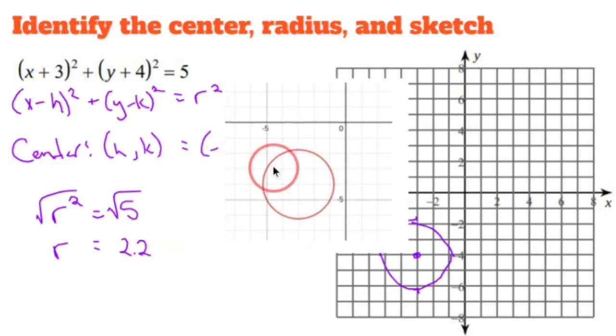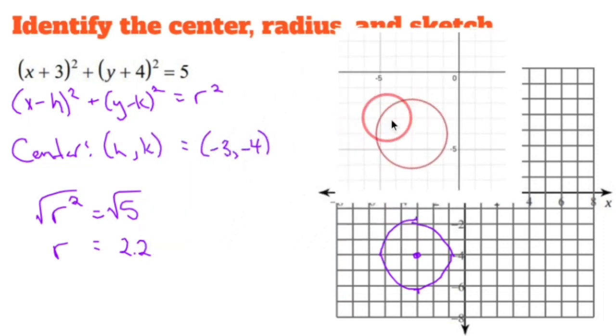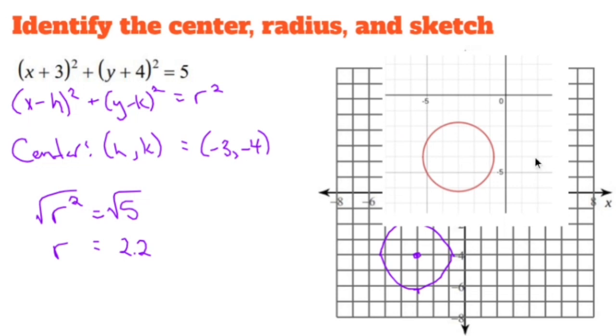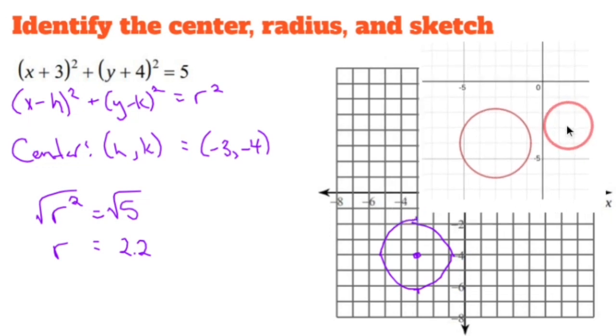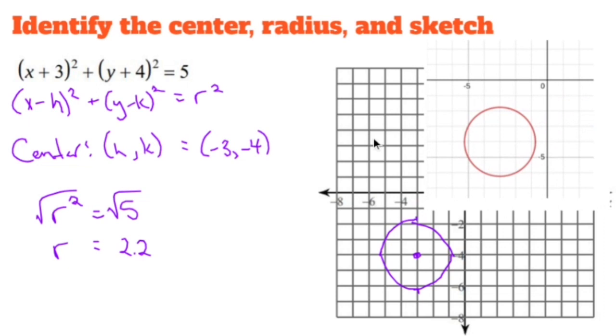But there you have it. Given all the information that we have, you could see my center is at negative 3, negative 4, and then a circle that's a little more than 2 around it. So yeah, I'll give myself a pat on the back. Do you hear that sound? That's me patting myself on the back. All right, we graphed a circle, boys and girls. Fun.